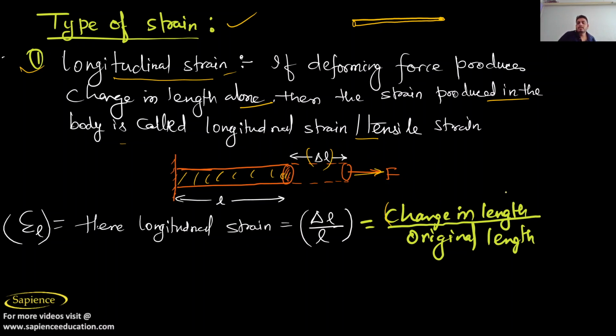So what is the formula? Change in length by original length is your longitudinal strain. Here in longitudinal strain, only length is being changed, so that type of strain is known as longitudinal strain. If you want to differentiate it, please write its suffix as L, and the symbol of strain is like this. You may not find these things in an NCERT book, but try to understand this. So this is longitudinal strain.